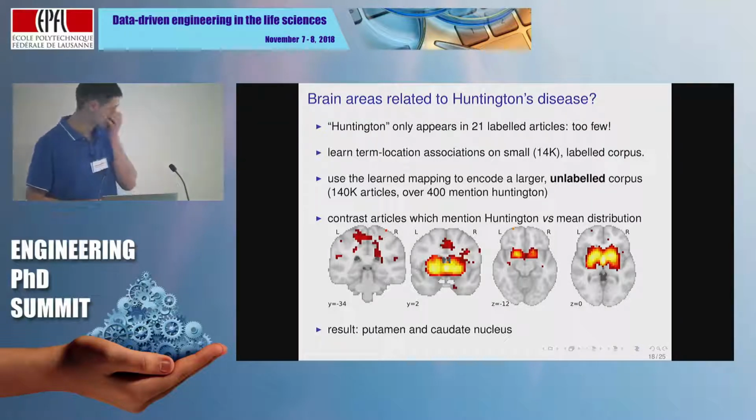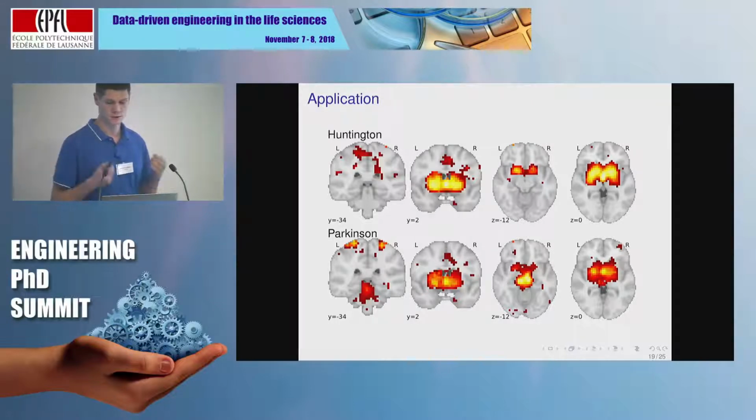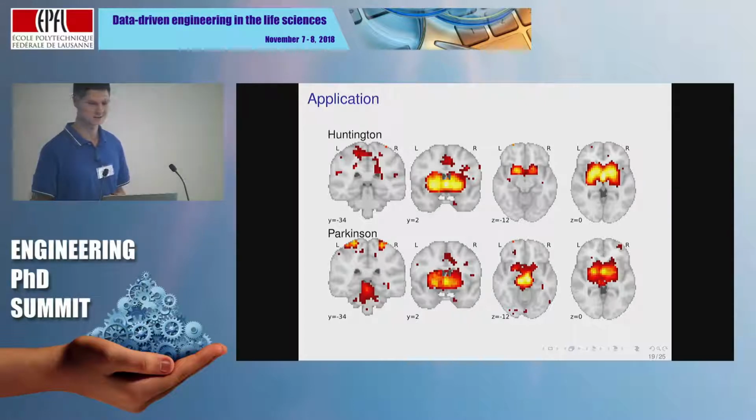And by performing this contrast, we highlight the putamen and the caudate nucleus that we know to be important when studying Huntington's disease. And we did the same thing with Parkinson's, for example, and we see the motor cortex and the brainstem, which is also satisfying. I didn't try with schizophrenia, but maybe we'd see the ACC or something like that. Thank you.